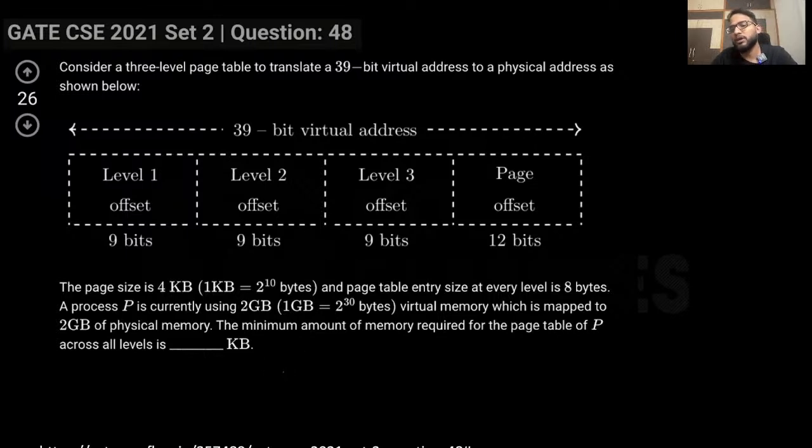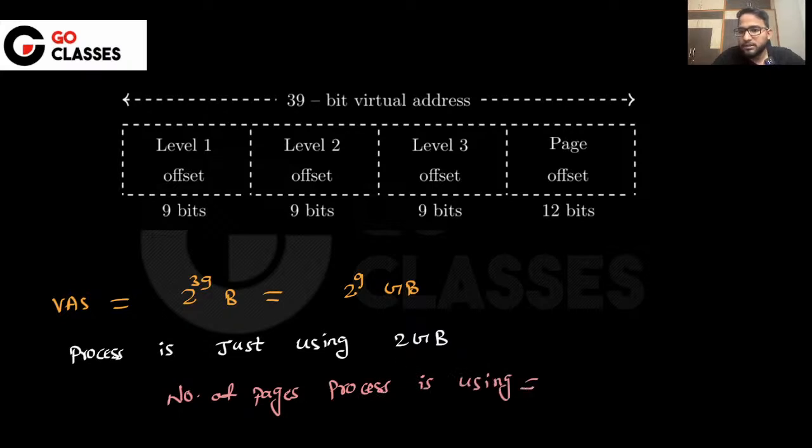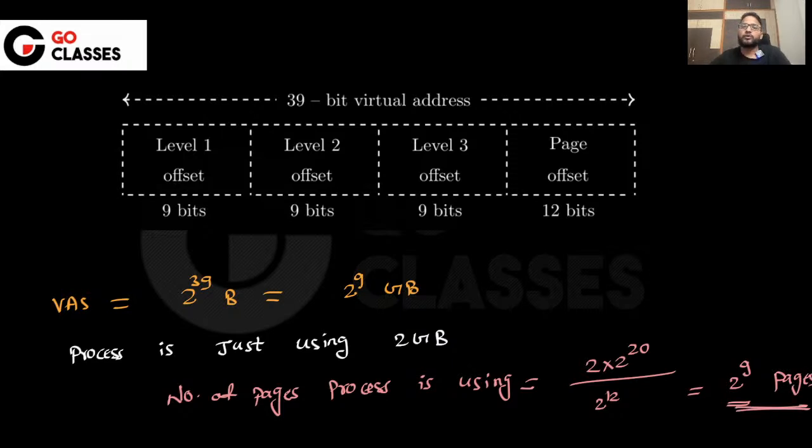The minimum amount of memory using multi-level paging, with the first level, second level, and so on given to us. Let's see. In terms of pages, how many pages is the process using? It is 2 GB, which is 2 into 2 power 20 upon the page size 2 power 12, which is 2 power 9 pages. Is this okay to everyone? Let me know if there is any doubt. Out of 2 power 27 pages, we are just using 2 power 9 pages.